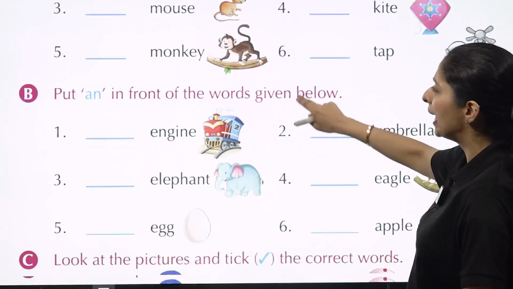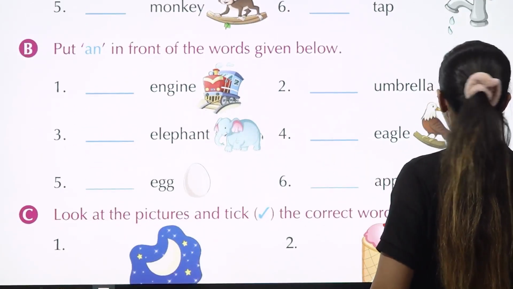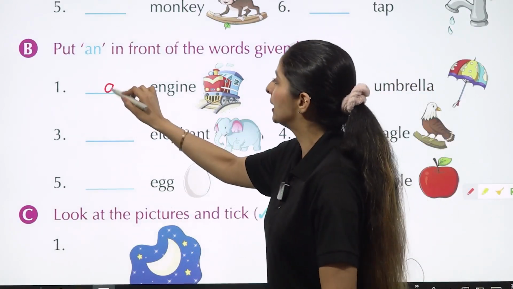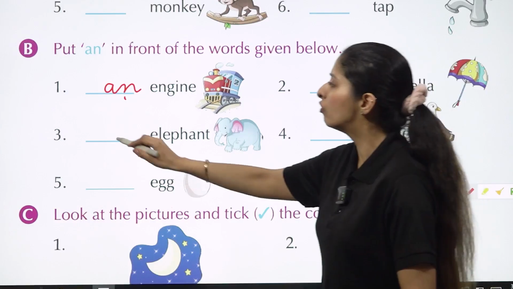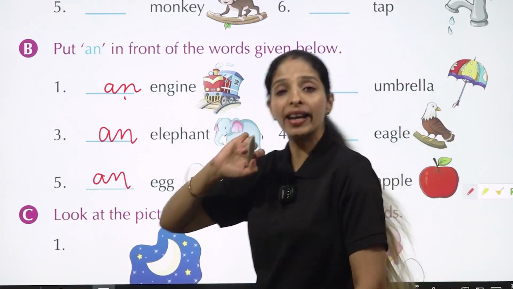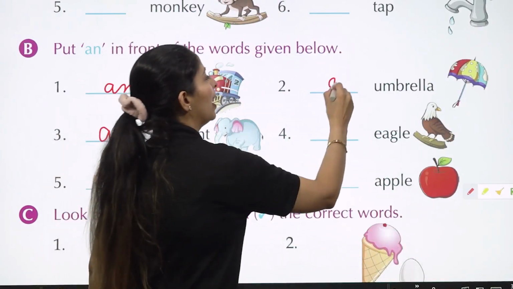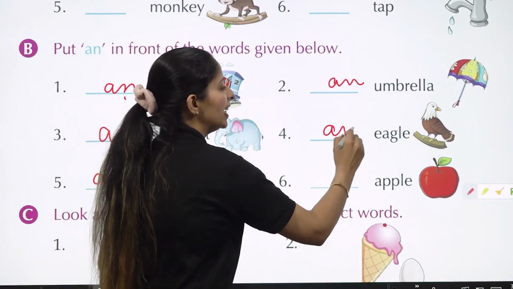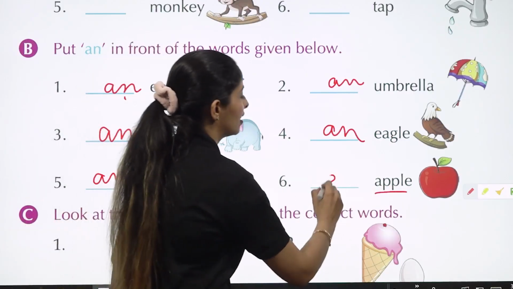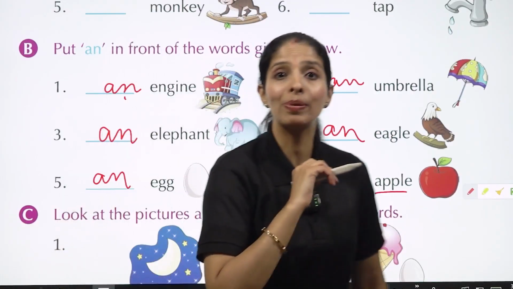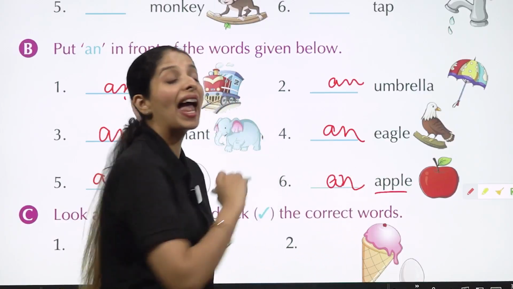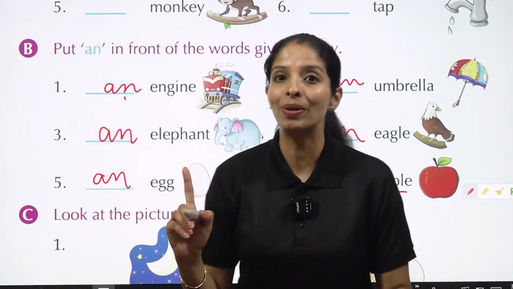Next, put an in front of the words given below. E is a vowel, an engine. E is a vowel, an elephant. E is a vowel, an egg. An umbrella, an eagle. Now, what will be here? This is a apple or an apple? A is a vowel. So, an apple, not a apple.